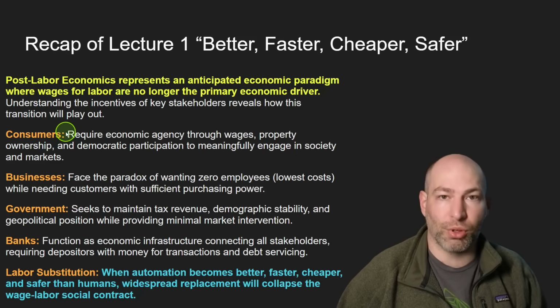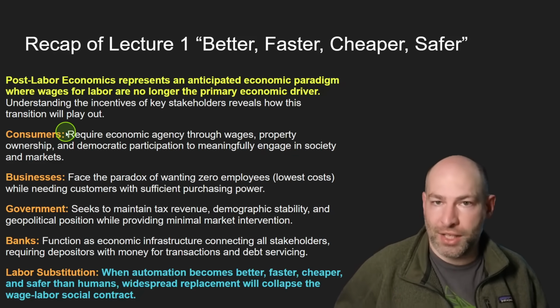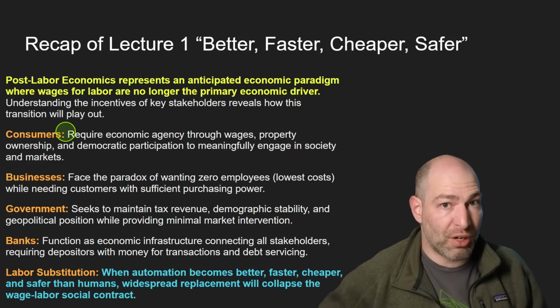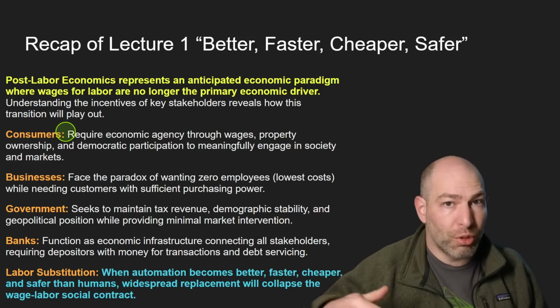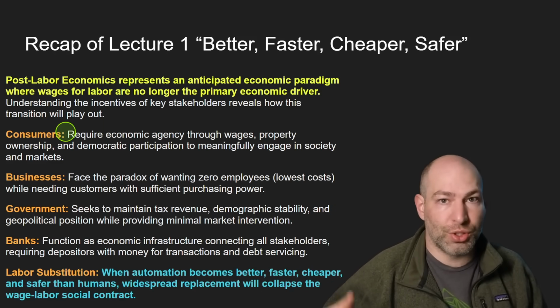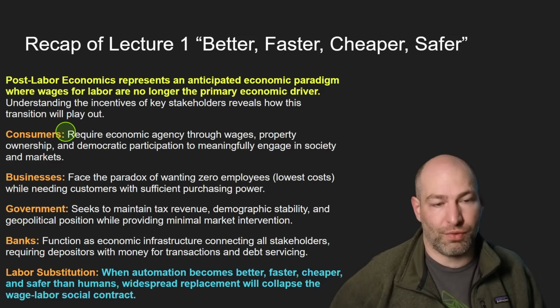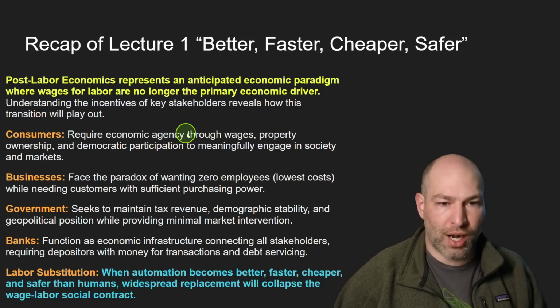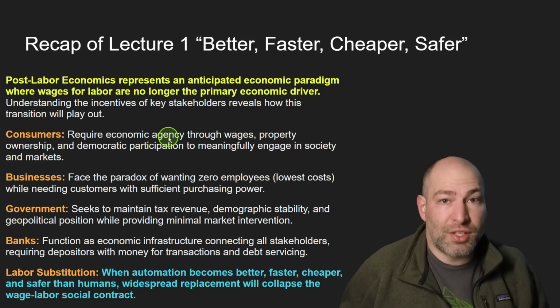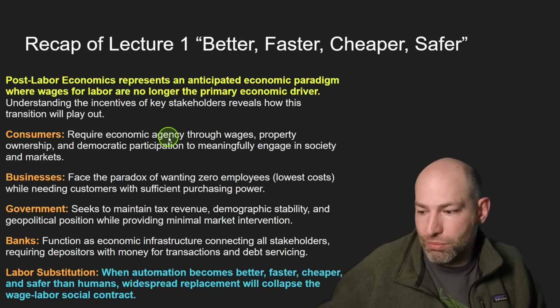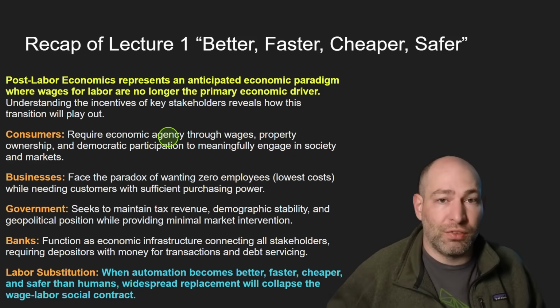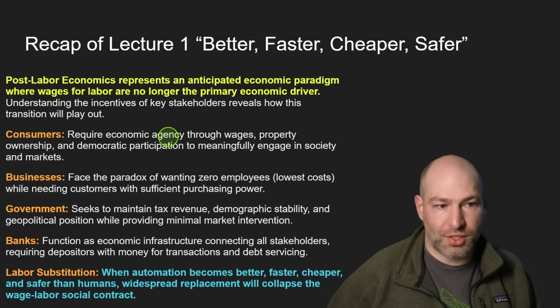So number 1 is consumers. That's you and me. Past economic paradigms would call it workers, but if workers are going away, then consumers become kind of the baseline. And consumers are the people who buy goods and services, or households, as is often referred to. So consumers require economic agency through wages, property ownership, and democratic participation to meaningfully engage in society and markets. So you basically want money in the bank. That's, at the end of the day, from an economic perspective, what you want and what you need. How it gets there, we can discuss that.